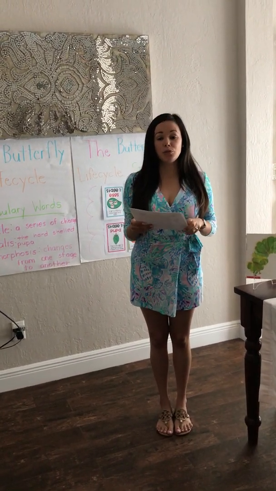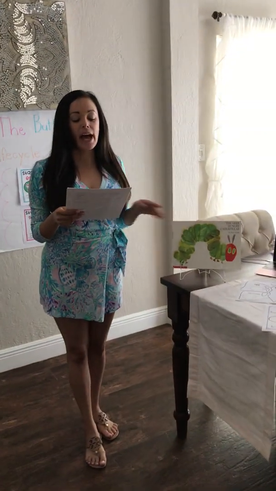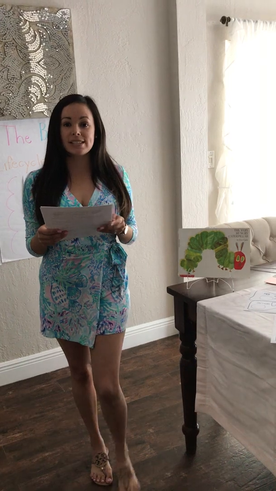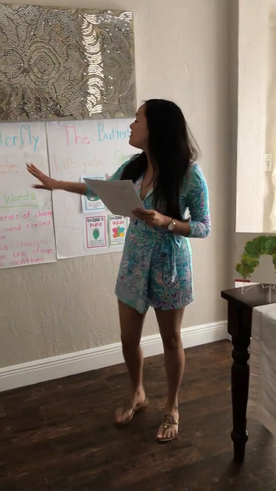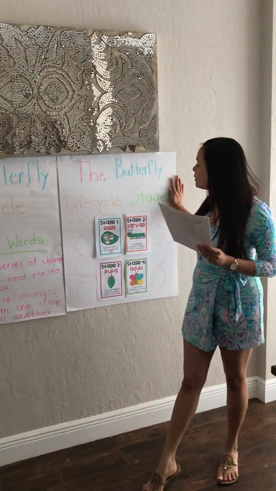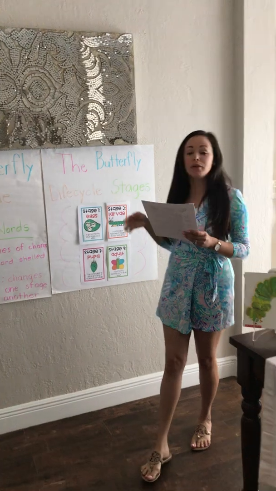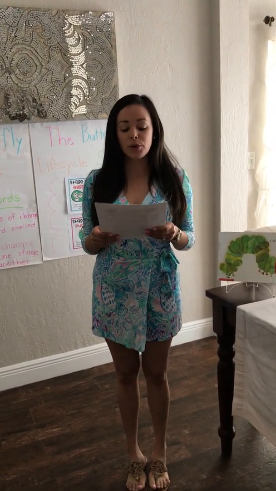The materials for this lesson would be the Very Hungry Caterpillar book. I would be in my classroom during this lesson, so I would also use a Promethean board. I would have a butterfly life cycle anchor chart. This one has our vocabulary words. This one has the butterfly life cycle stages. I would also be using different types of dry pasta. I would use dry beads, crayons, construction paper, scissors, and glue.